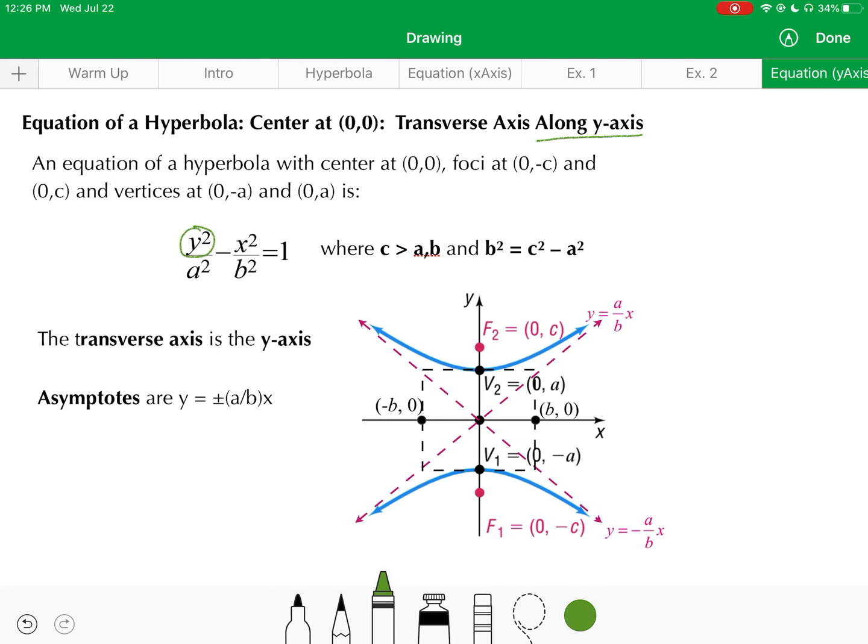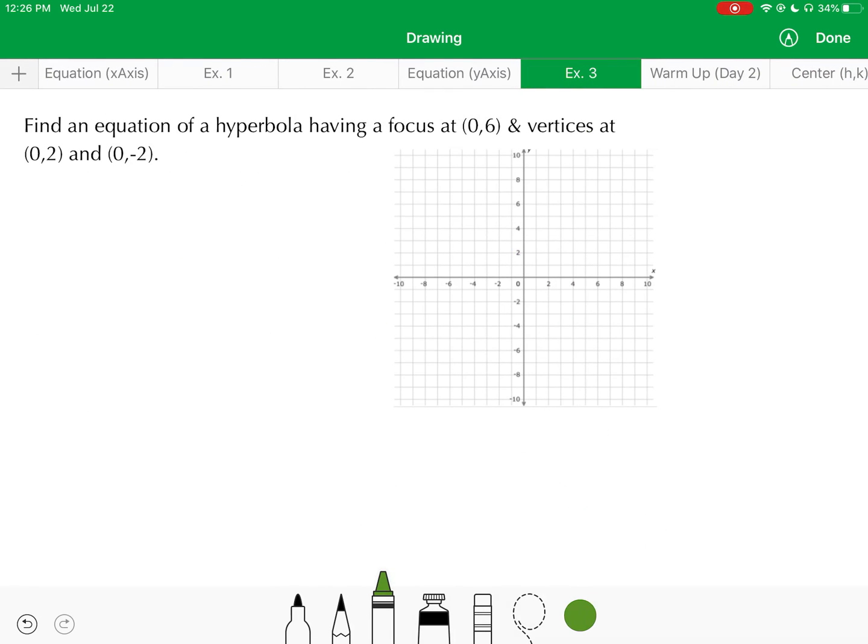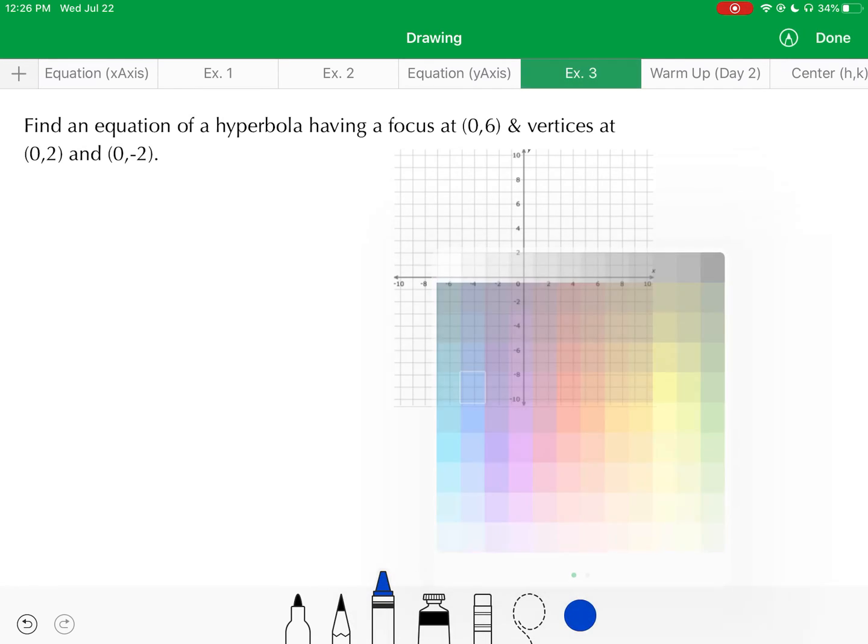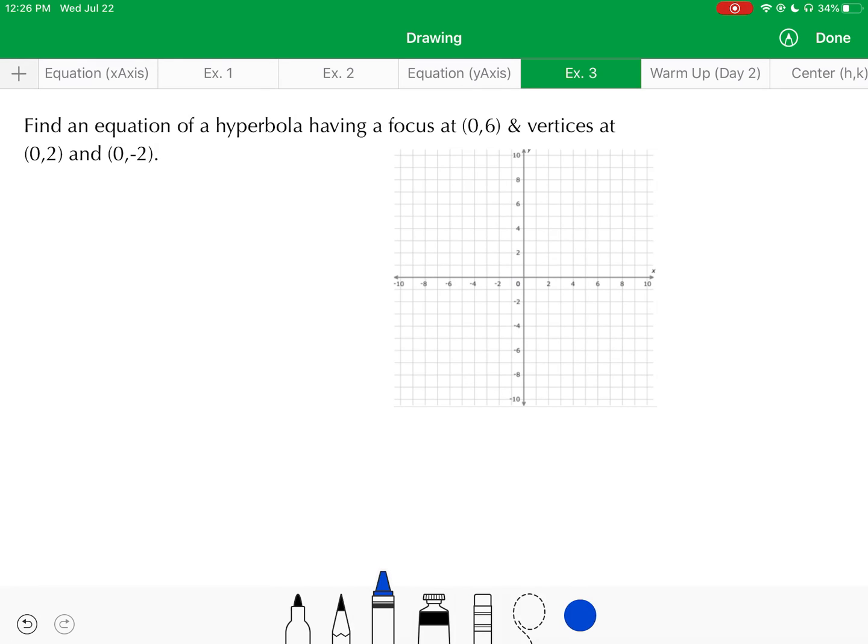Okay, so one final example. Find an equation of a hyperbola having a focus at 0, 6 and vertices at 0, 2 and 0, negative 2. So let's go ahead and plot those. 0, 6, 0, 2, 0, negative 2. Notice that I am lining all those points up along the y-axis, so that's my transverse axis.